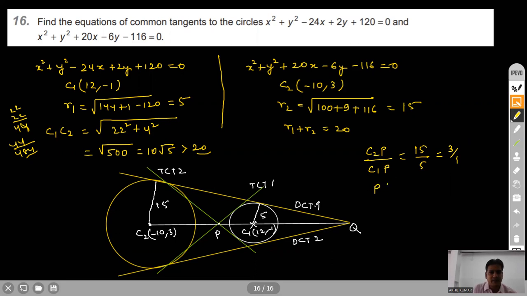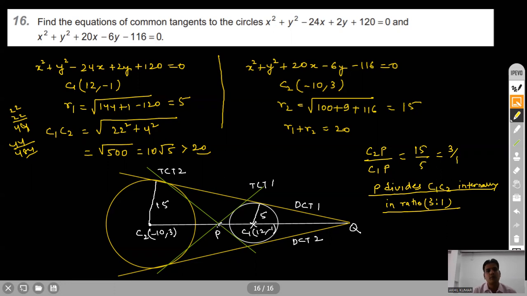So P divides this C1, C2 internally in the ratio 3:1, right? In the ratio 3:1, this you must know. And if that is the case, we can find the coordinates of P, since the coordinates of C1 and C2 are known. Once this coordinate is available, we can write the equation of the line passing through P.